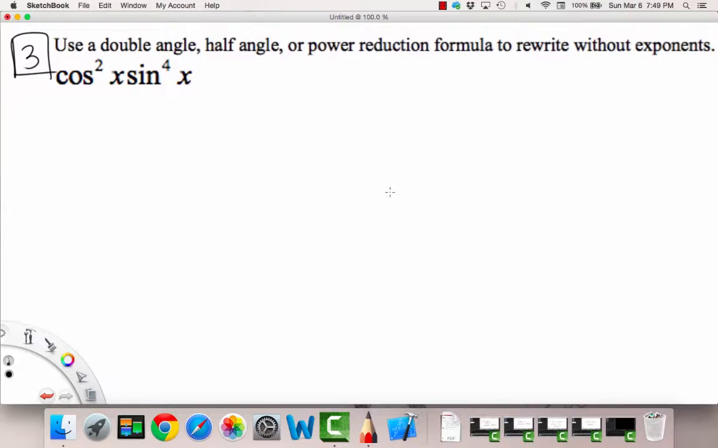Okay, number 3 tells us to use the double angle, half angle, or power reduction formula, basically anything you can think of that will work, to rewrite this expression here without exponents. So the first thing I'm going to do is just break up the sine to the fourth into two sine squared terms. So we have cosine squared x times sine squared x times another sine squared x. Okay? So let's say we have something like this.